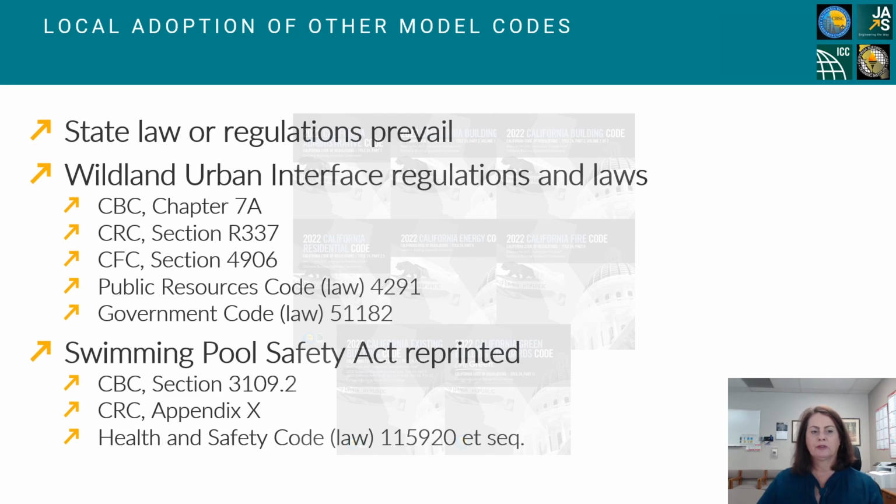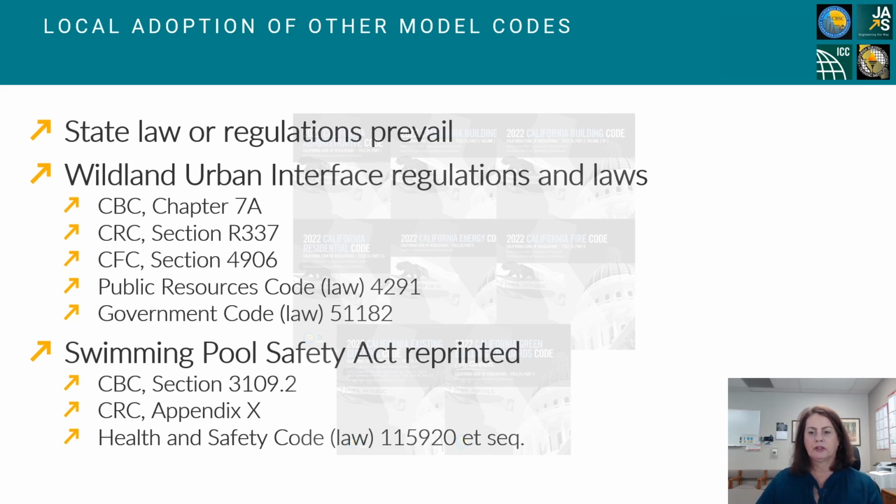An example is the Wildland Urban Interface Regulations. The State Fire Marshal is authorized to promulgate these regulations, which are found in the California Building Code, the California Fire Code, and the California Residential Code. The defensible space requirements are found in law and also reflected in the California Fire Code Chapter 49.